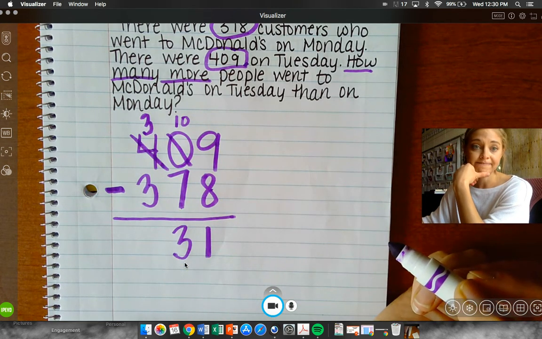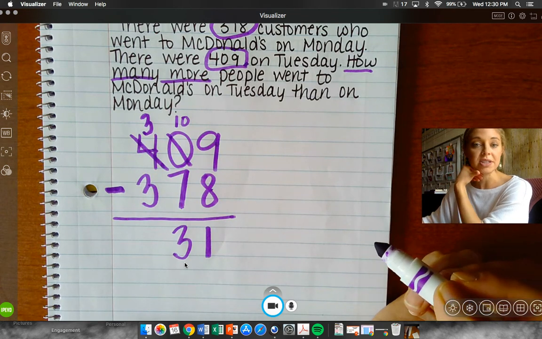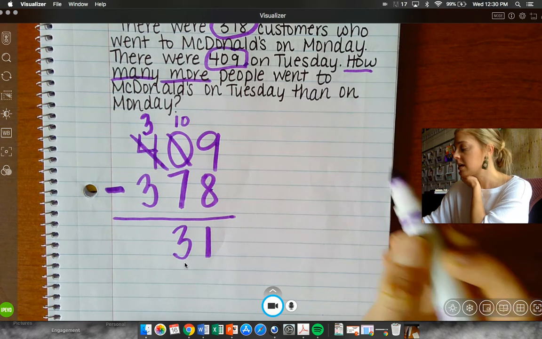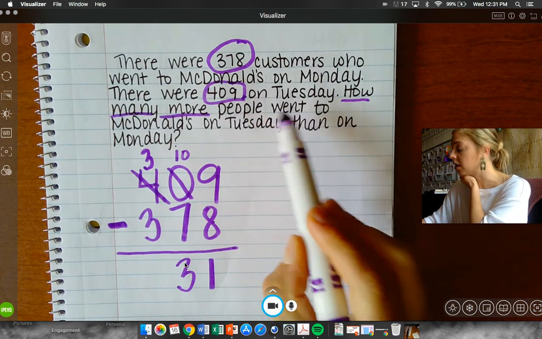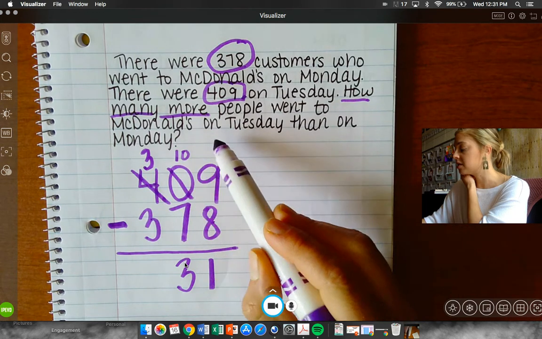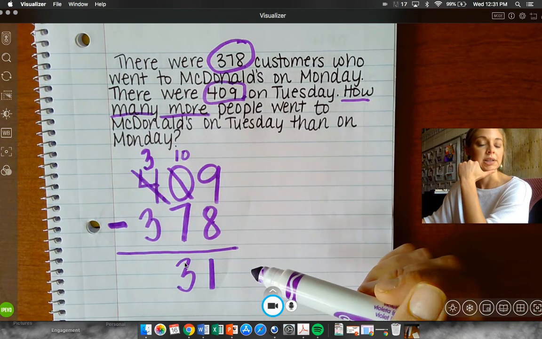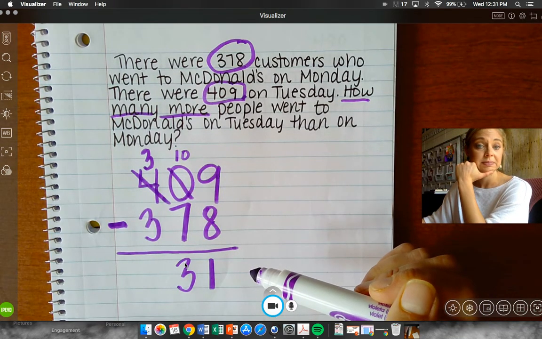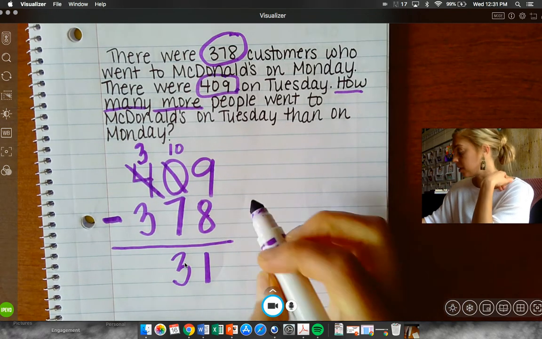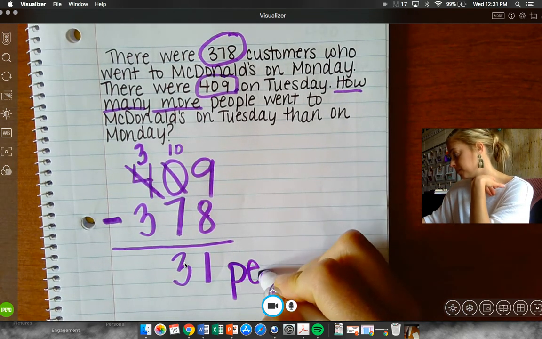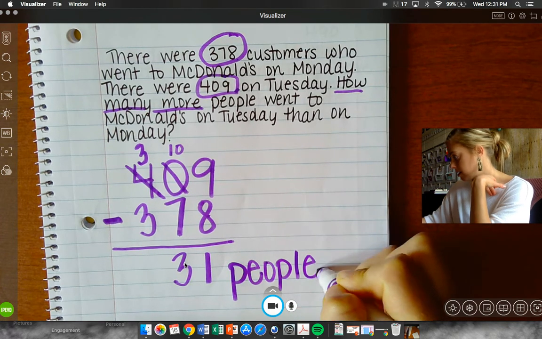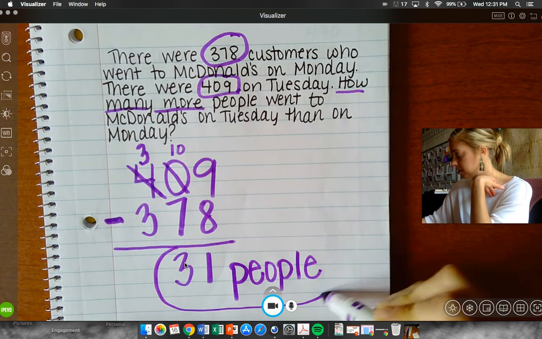However, I have to have a label. So what would my label be? Well, the question says how many more people went to McDonald's on Tuesday than on Monday? The label would be people, right? 31 people, or customers, either one. And I'm going to circle my answer.